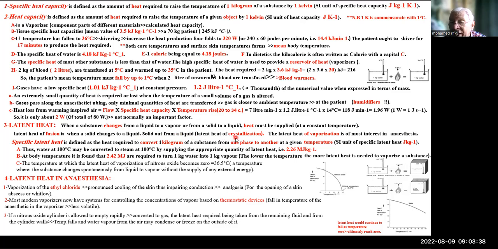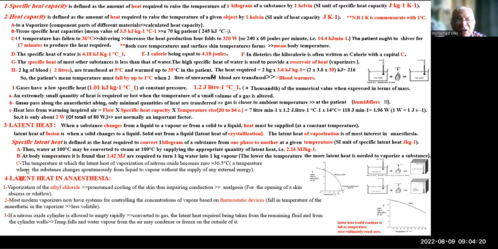This yields temperature, gives temperature. And we have, of course, the most important, the latent heat of vaporization, which is very important for anesthetists. So specific latent heat is defined as the heat required to convert 1 kilogram of the substance from one phase to another at a given temperature. Don't forget to say at a given temperature. Whenever I want to mention a gas, I must incorporate temperature. The SI unit is made of 2 parts: joule per each kilogram, confirming the unit of the specific heat.